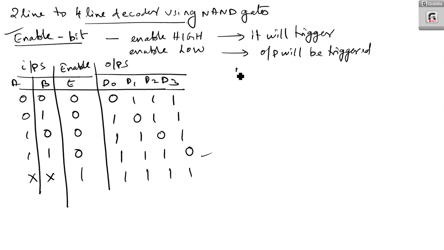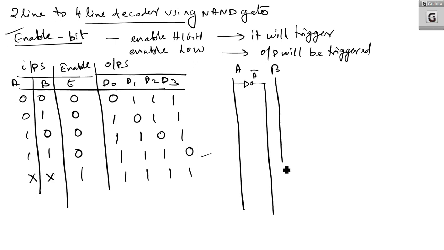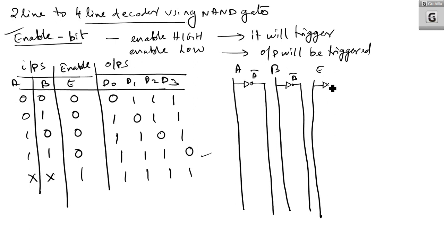Now I am having A, A bar is coming in, now B is there, next I have B bar, now E bar. So I am having these three. Now how many NAND gates do I require? I need only 4 outputs, so I need only 4 NAND gates.